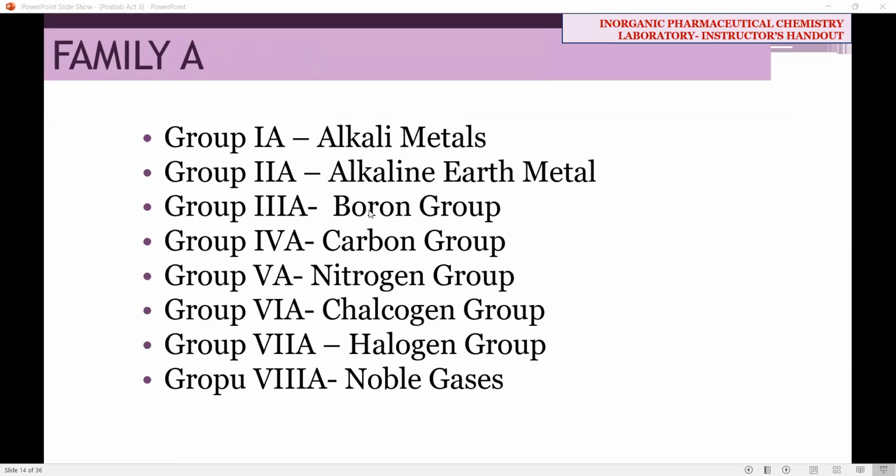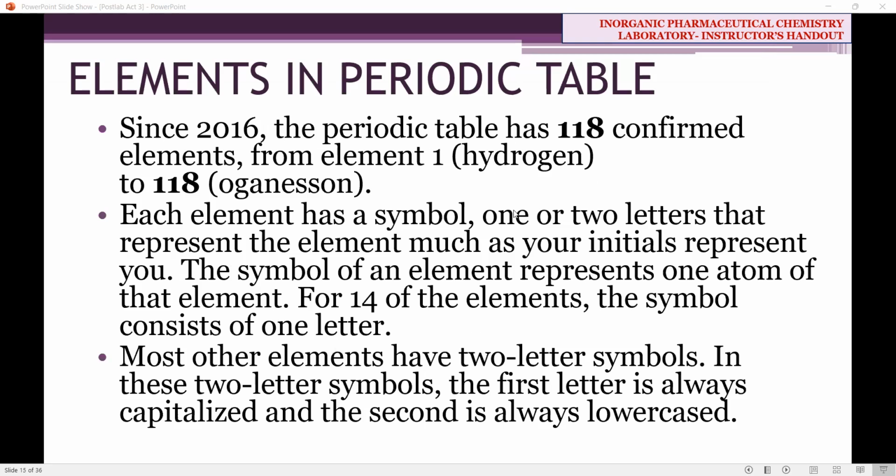These are the names of the groups in family A, the name of each group. Group 1A is called the alkali metals. Group 2A, alkaline earth metals. Group 3A, boron group. 4A, carbon group. 5A, nitrogen group. 6A, chalcogen. Group 7A, halogen. And group 8A, noble gases.